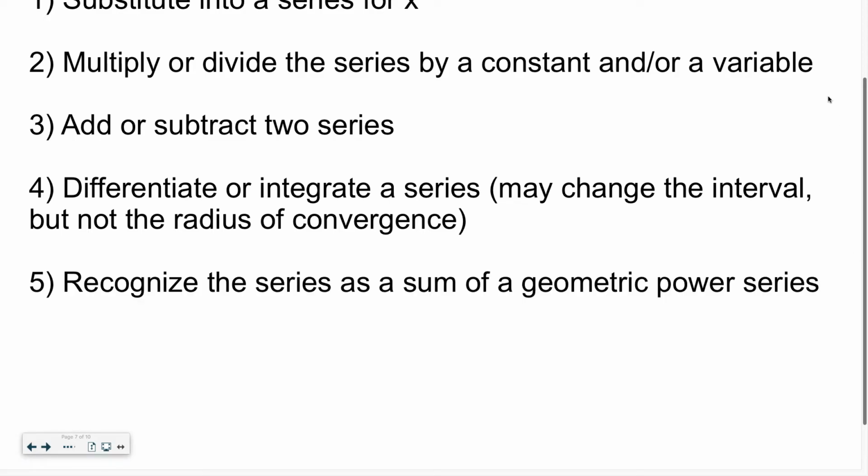Okay, so the 5th one is what we did already. Recognize the series as a sum of a geometric power series. Okay, that's what you've already done. When did we do that? Friday. Oh, right, that was the whole worksheet.